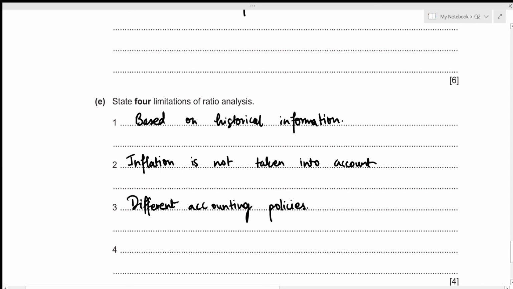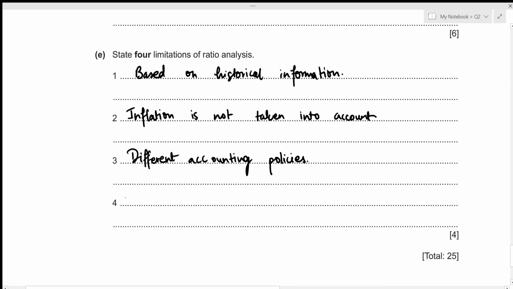Then lastly, this is based on the business type. So I cannot compare 2 businesses from different industries based on their ratio analysis, because this would be invalid because they both belong to different business groups, right? Let's write it down. Based on the business type. Alright, this concludes the 5th part of this question as well as this entire question.